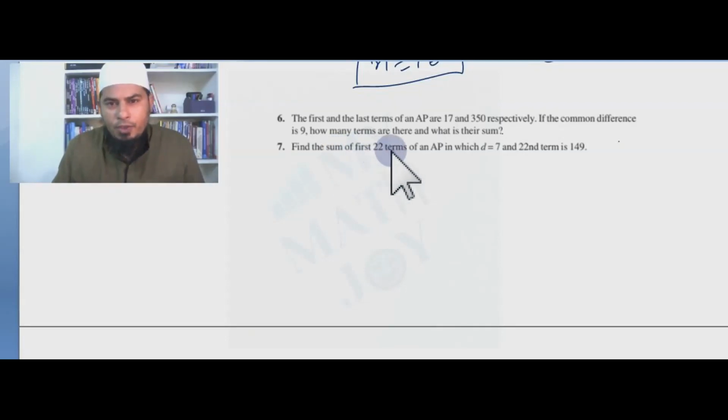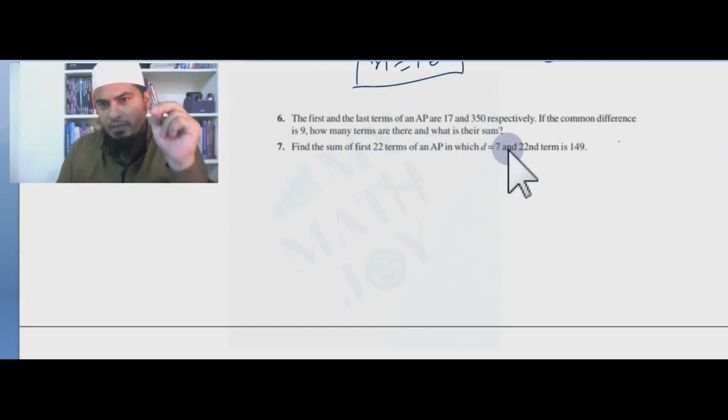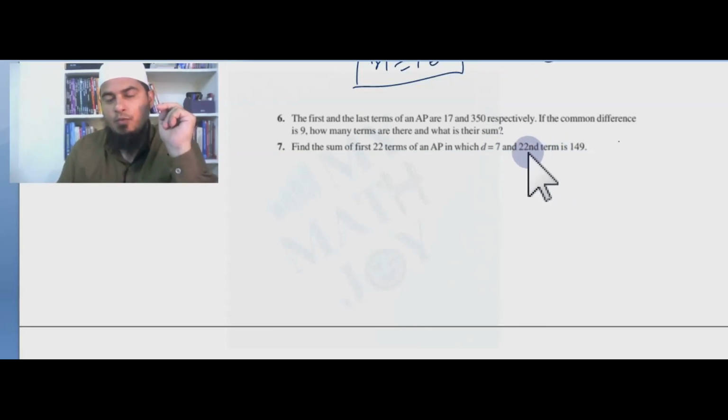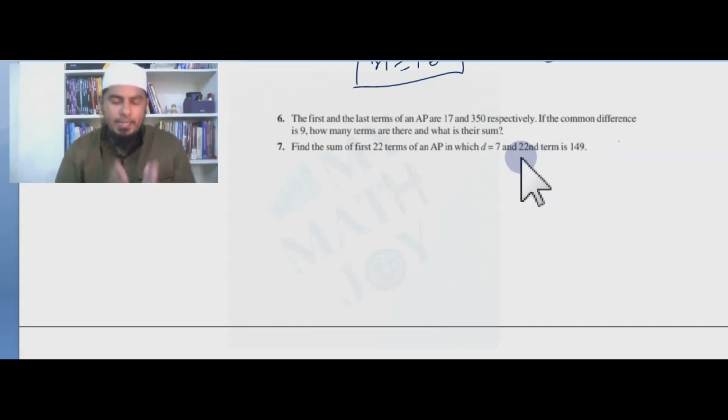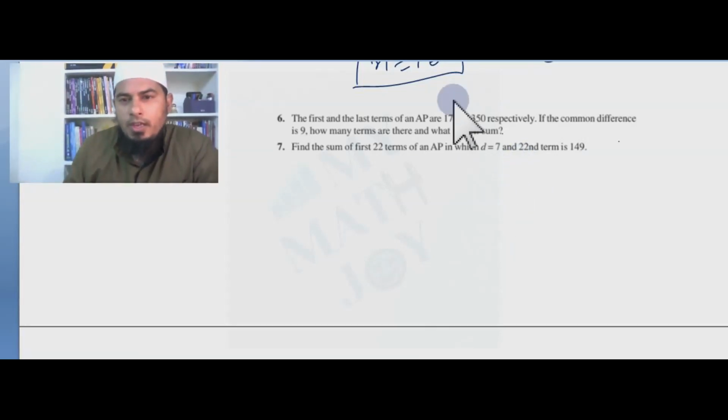Find the sum of the first 22 terms of an AP. So we need to find S22. D is given, and the 22nd term is given. The 22nd term in expanded form will be A plus 21D. A we don't know, but D we know. So we can calculate the A value. You should do these problems. They are easy questions. Please proceed to do these questions.